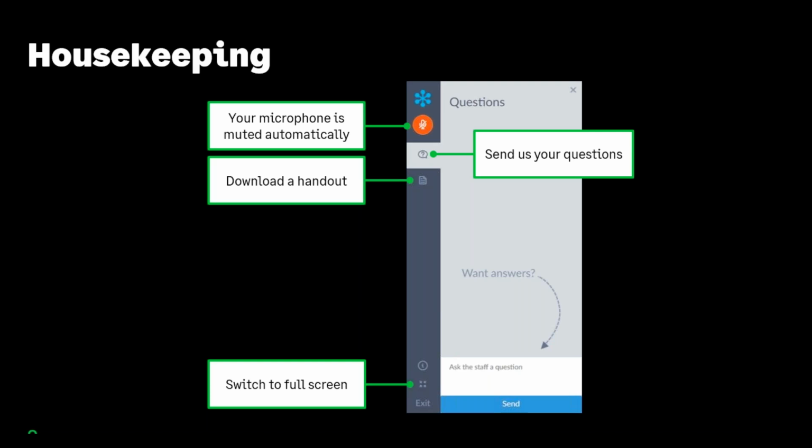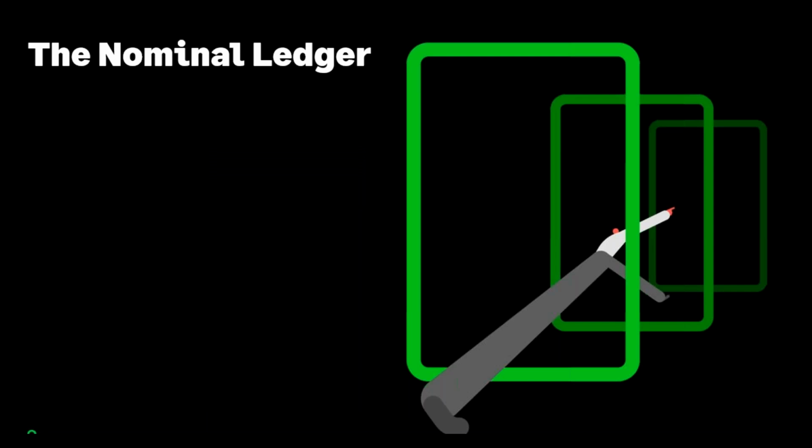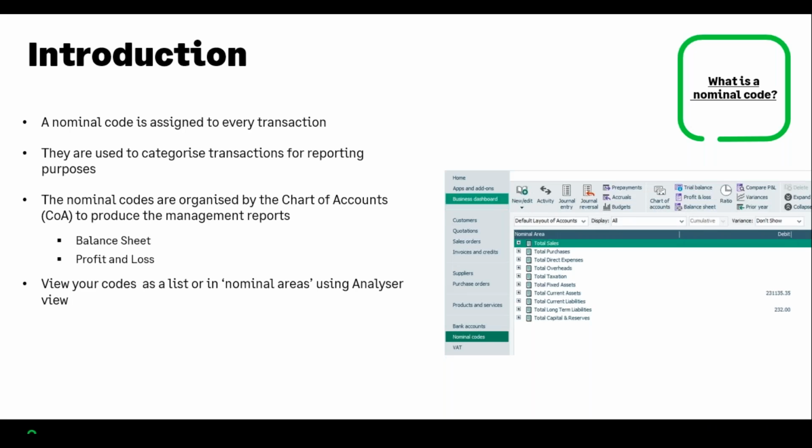Superb. So without further ado, let us begin. The nominal ledger. So what do we mean? Nominal ledger. So obviously it's a module in your Sage 50 account on the left-hand side there, as you can see on the illustration in front of you, and it's where the nominal codes live.